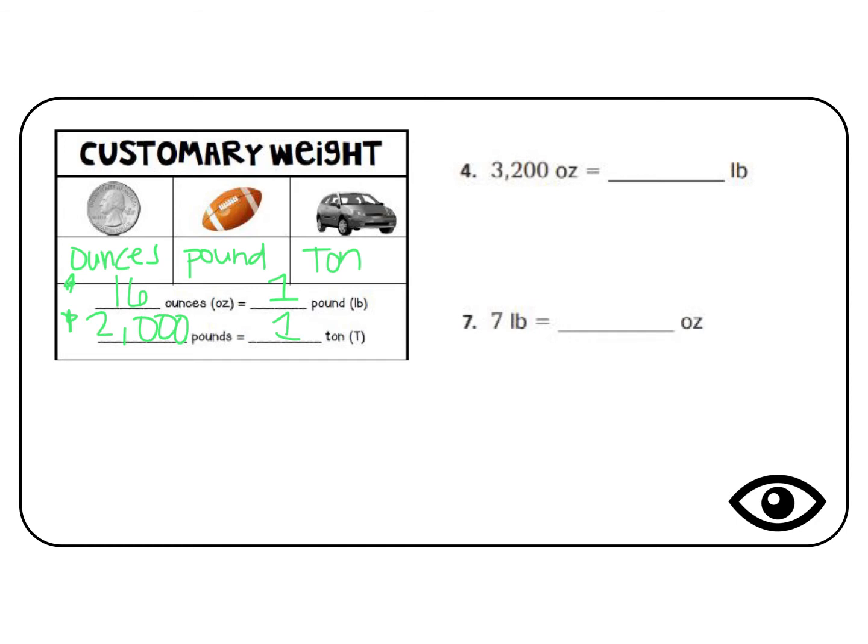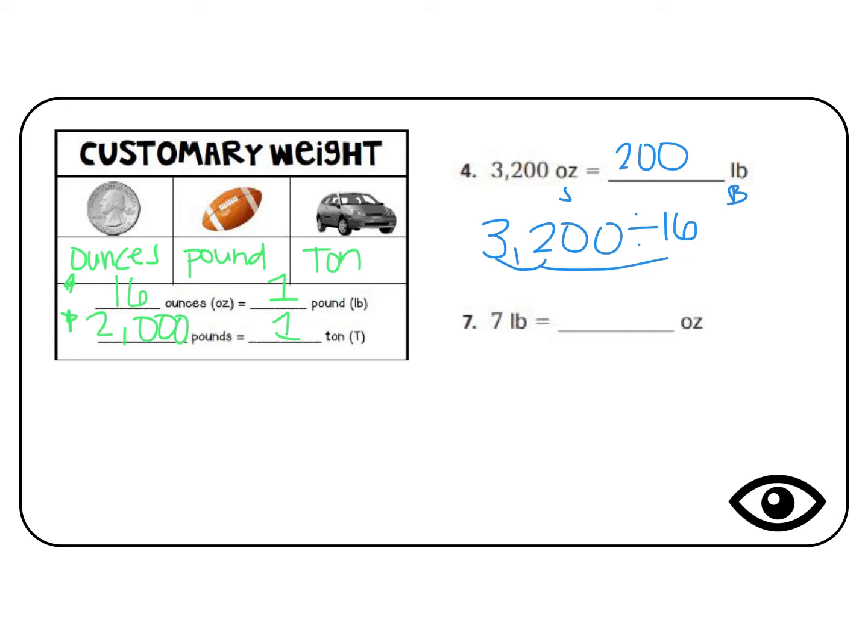The first problem says that we have 3,200 ounces, and we want to change that into pounds. Ounces are small, and pounds are bigger. So that means we're going from fly to horse. So we divide, of course. So that means we need to do 3,200 divided by 16. 16 goes into 32 2 times, and then we add our zeros back on. So that means that 3,200 ounces is 200 pounds.